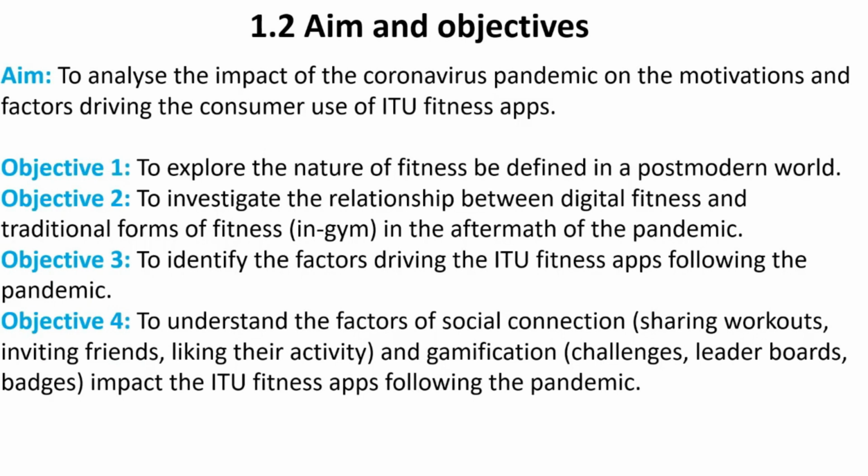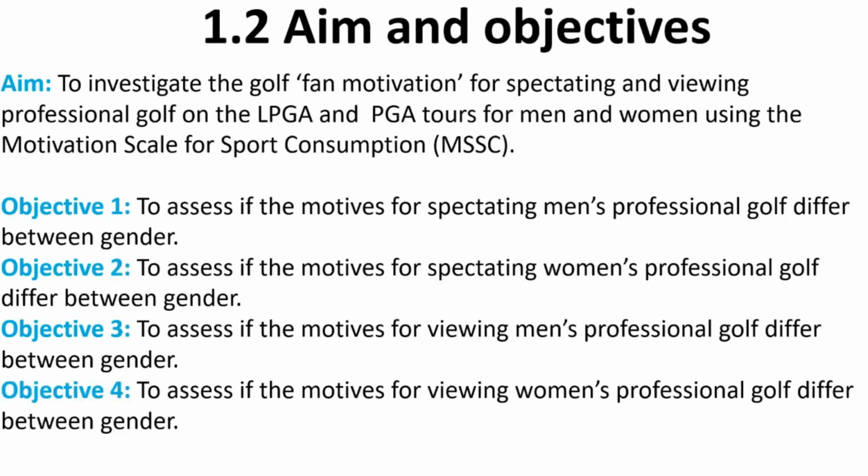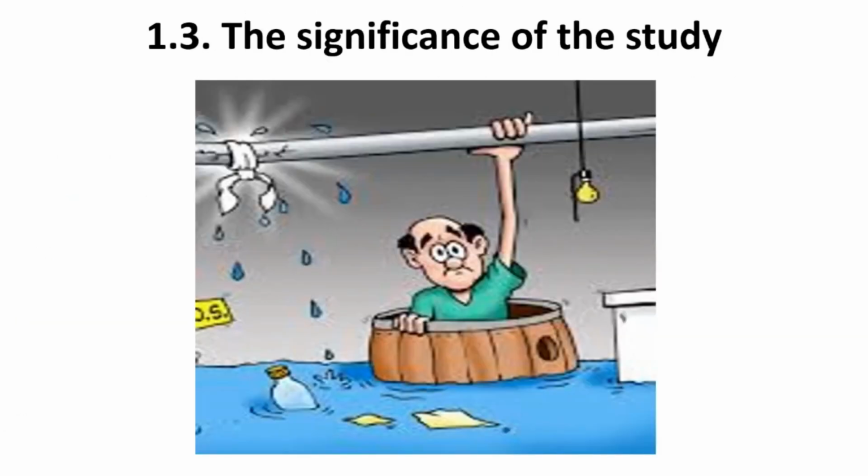Here is another example of an aim and objectives. Here is another example of an aim and objectives. Now you need to explain the significance of your study in 1.3 or the rationale of your study. You have to explain the rationale for filling this gap. Just because there is a gap, it doesn't mean that you have to fill it. Not all gaps need to be filled.